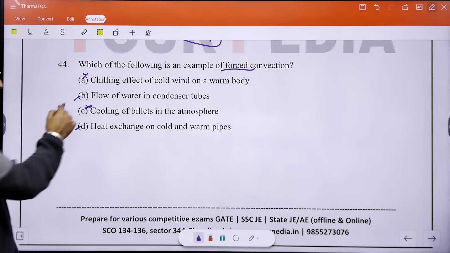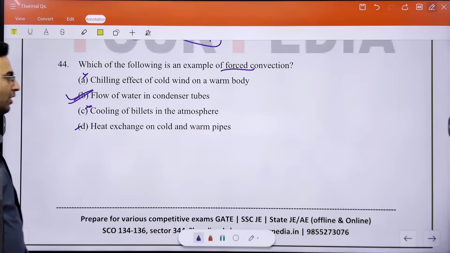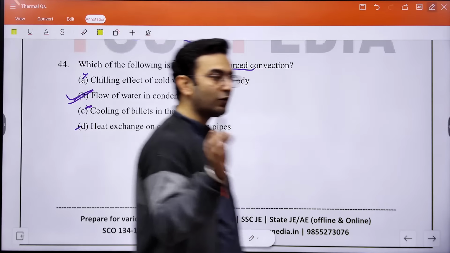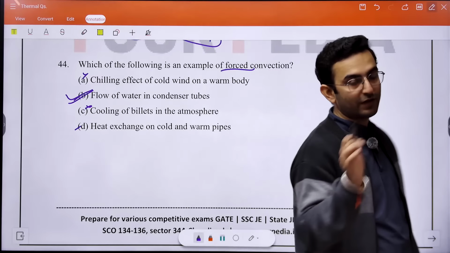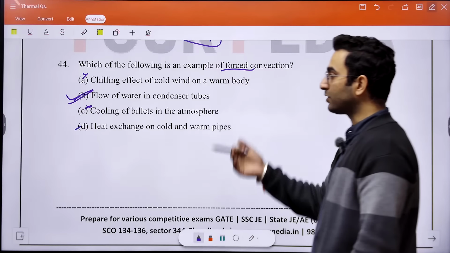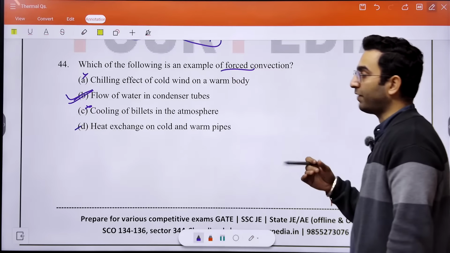Now in the case of B, if you see, the condenser is a device normally used in power plants, or I can say in a refrigerator. In that case, the fluid flow is taking place with some certain velocity, and there we have forced convection.